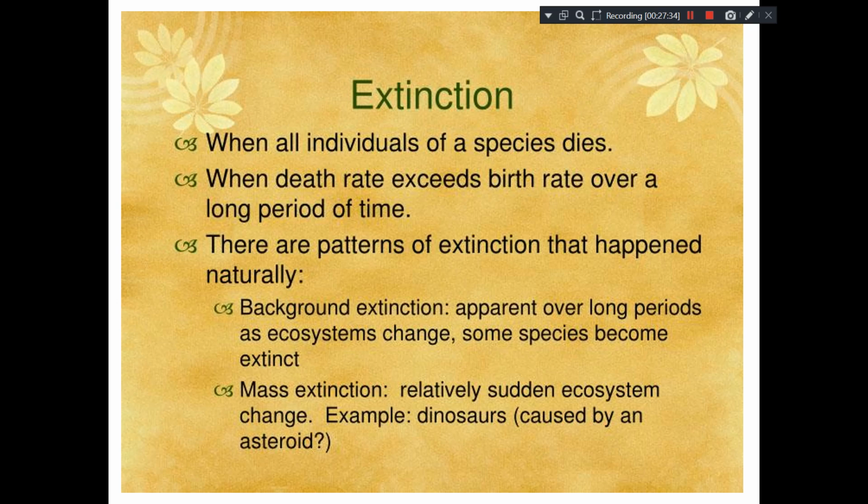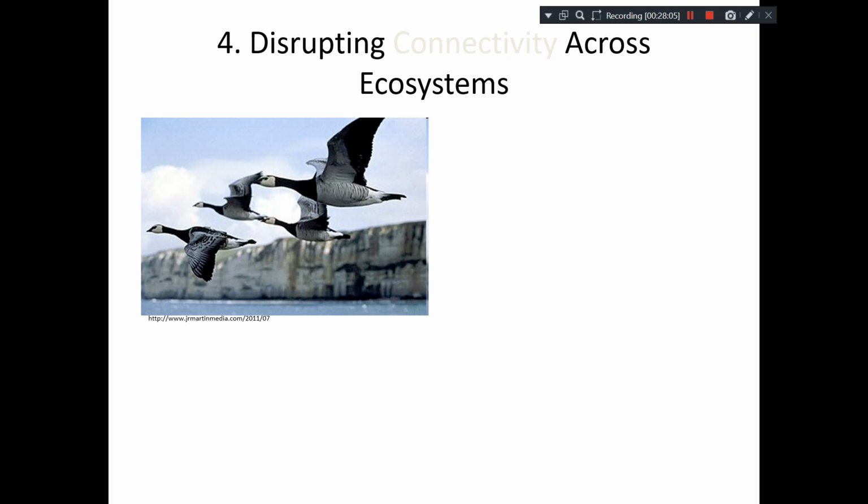For example, if you look into the background of extinction, first there will be a change in the ecosystem. Slowly, the species in that ecosystem become extinct one by one. Even sometimes mass extinction, a relatively sudden change in the ecosystem. For example, the dinosaurs. We claim that because of the hit from an asteroid, all dinosaurs died. So these are some of the reasons for extinction.